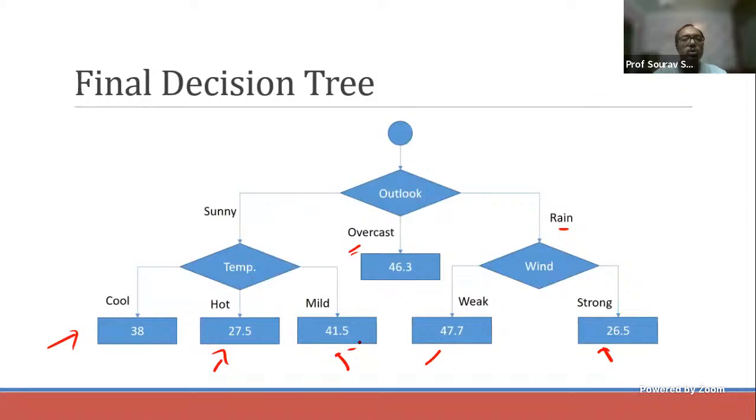But again, you should ensure that there are not too few records at the child nodes or the leaf nodes. Otherwise, it's going to give me a problem of overfitting. Right? Okay.